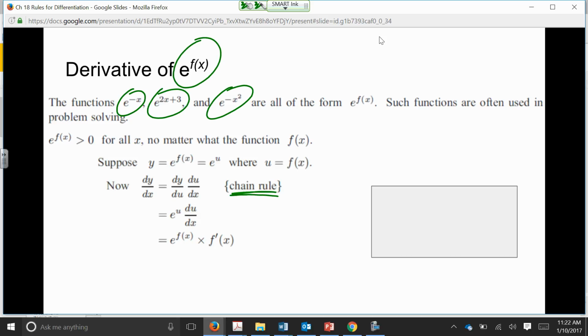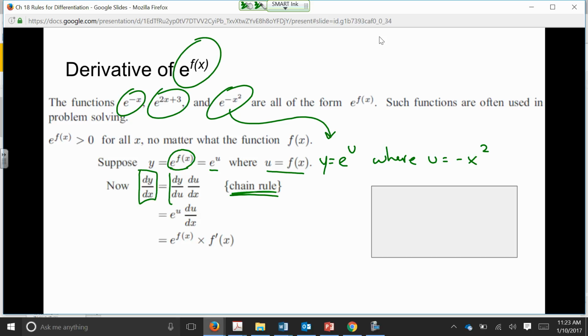the chain rule. If we have e to the f of x, we could think of it as e to the u, where u equals f of x. So, for instance, if we were looking at this problem here, we would have y equals e to the u, where u equals negative x squared. And that helps us because if we're trying to find the derivative, dy dx, we can just do dy du times du dx.